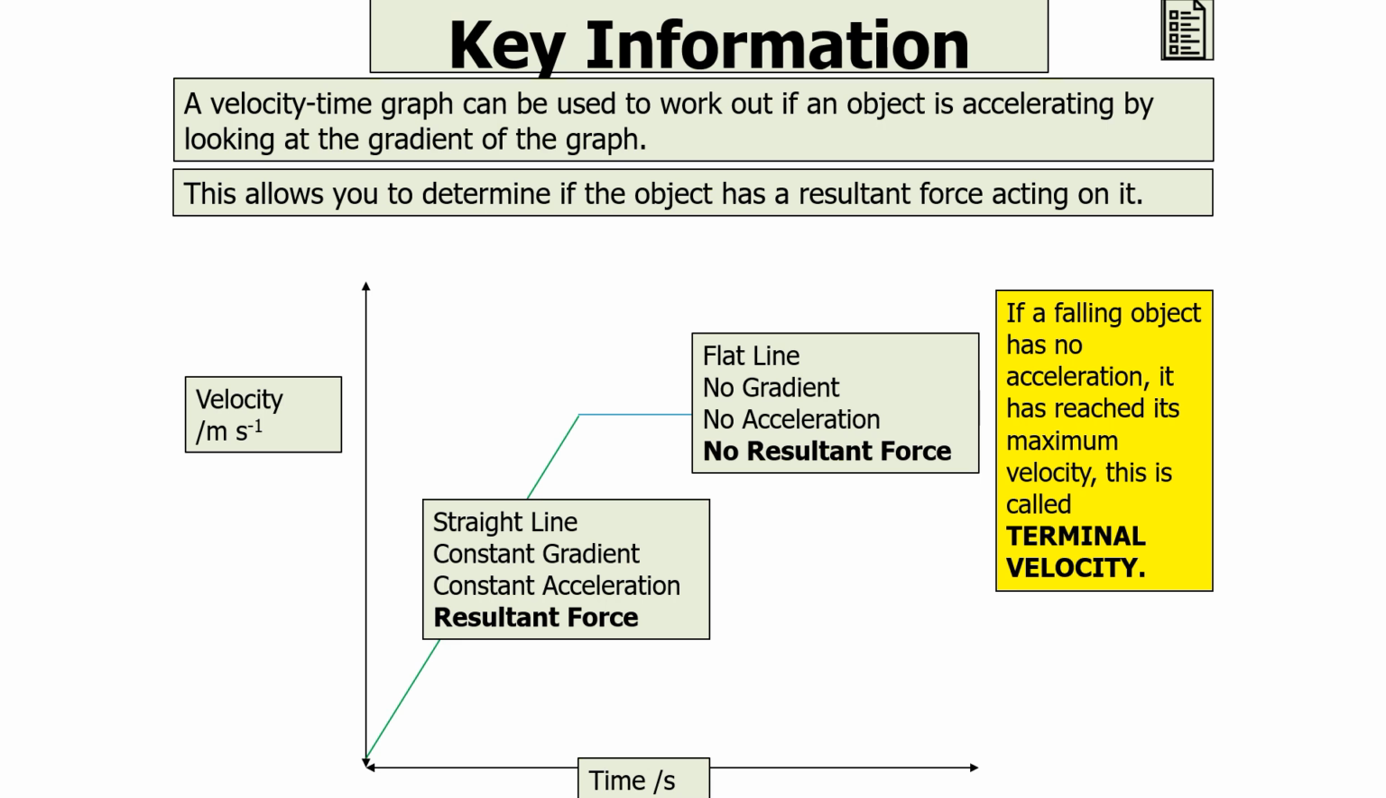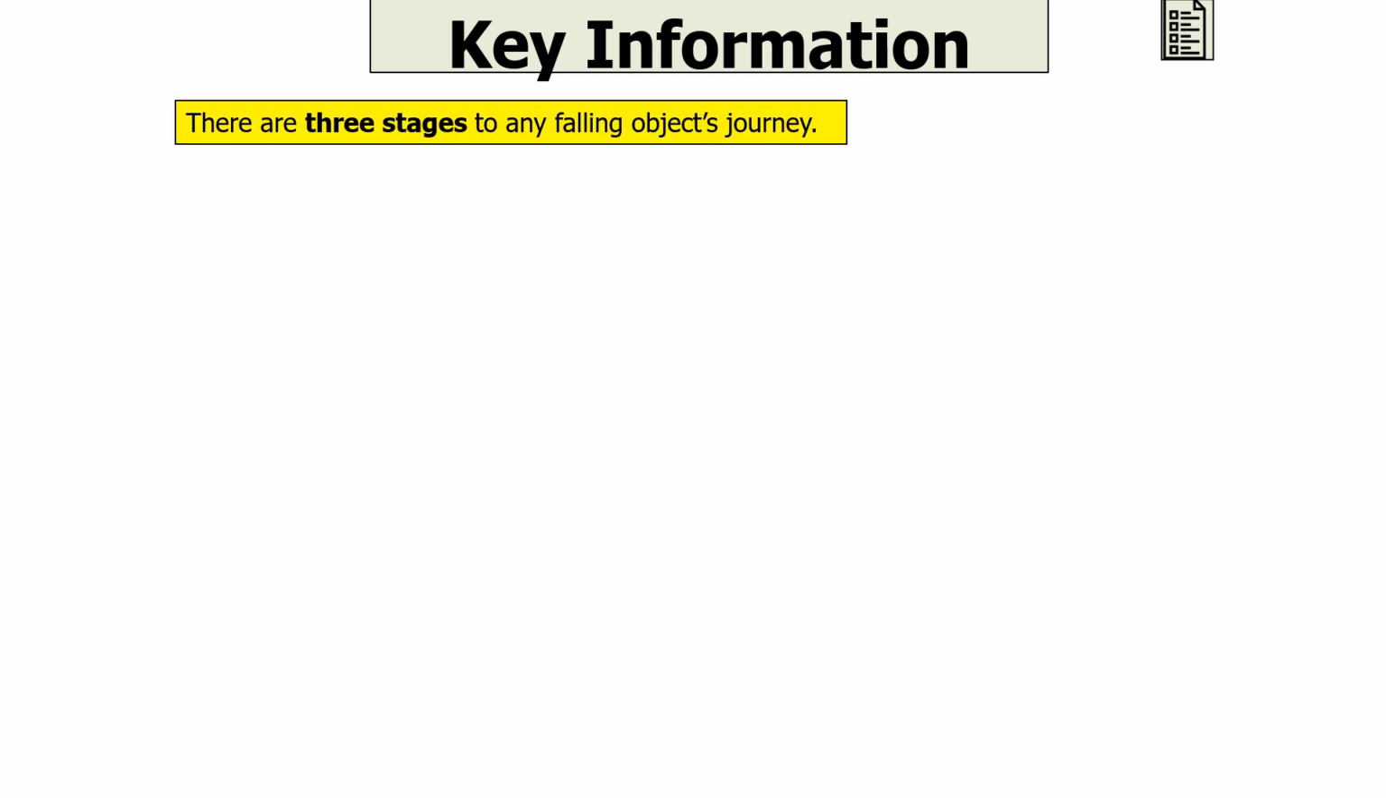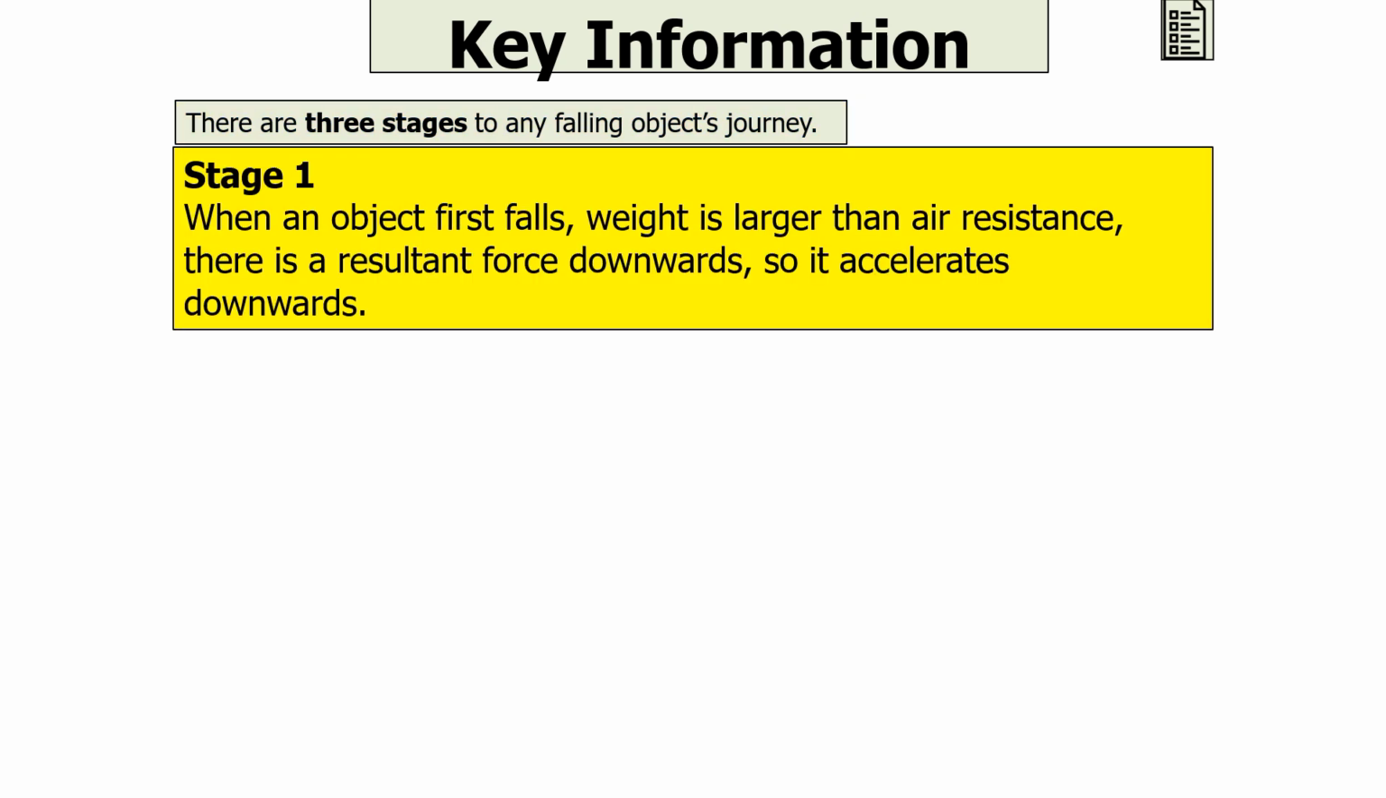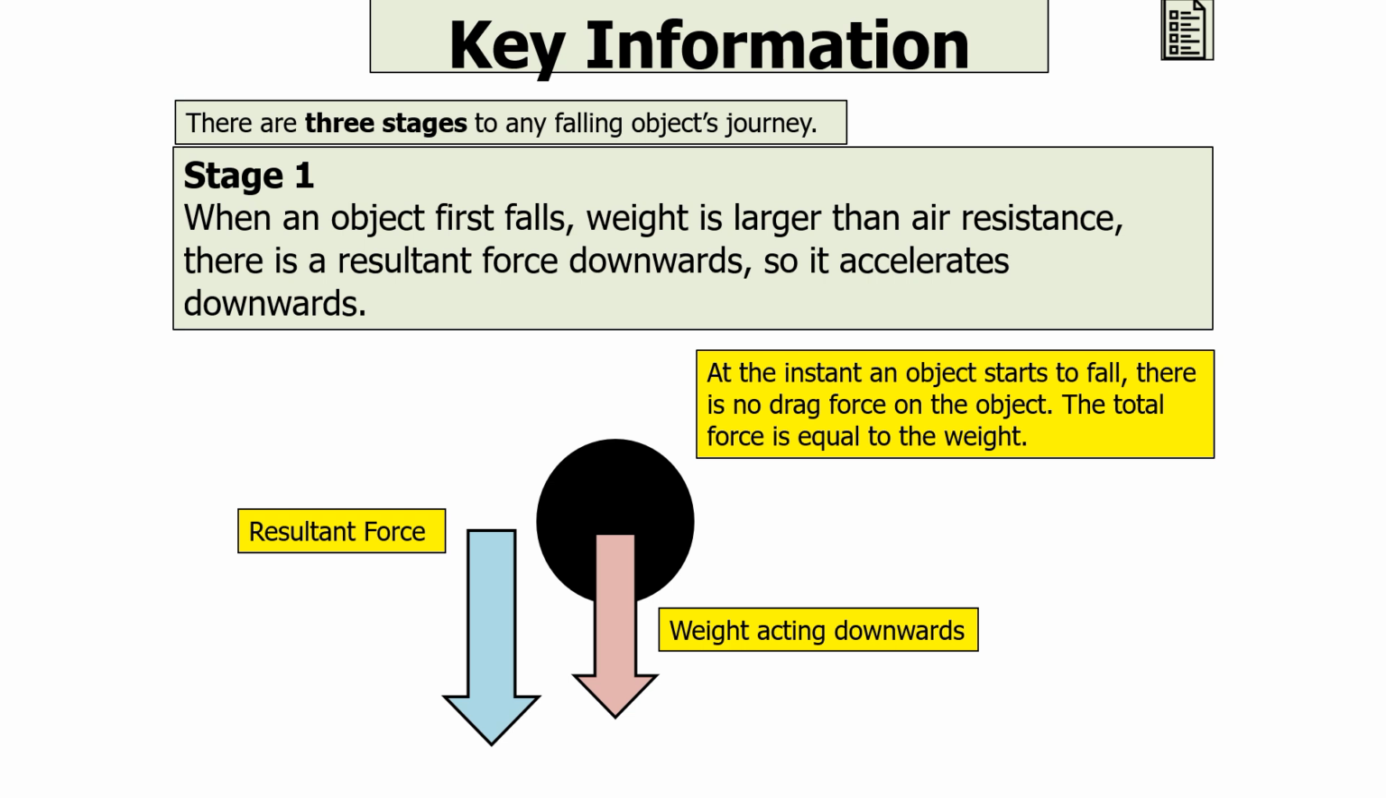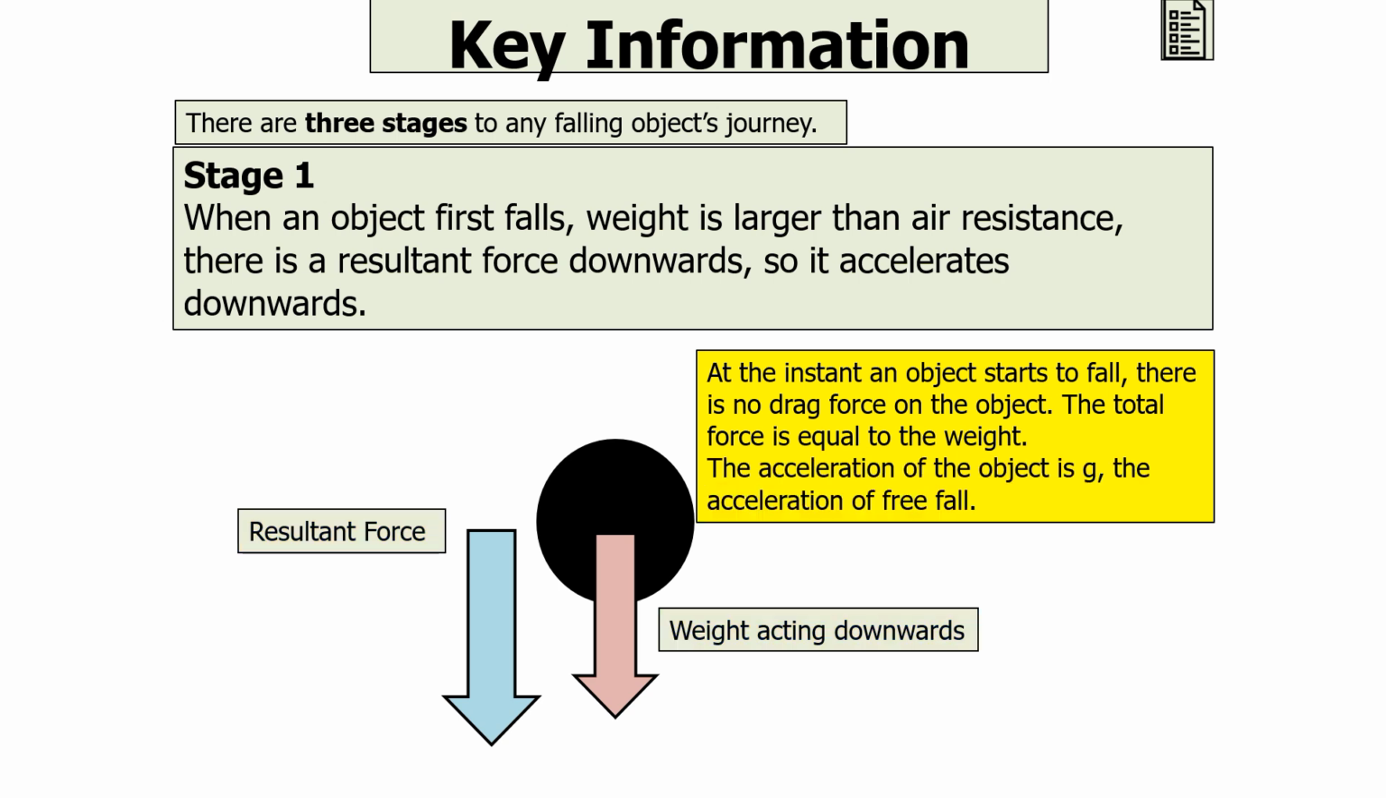So let's look at this in a bit more detail. There are 3 stages to any falling object's journey. The first stage is when an object first falls. Weight is larger than air resistance, there's a resultant force downwards, so it accelerates downwards. So at the instant an object starts to fall, there is no drag force on the object, so therefore the total force of the object is equal to the weight. So the acceleration of our object is g, the acceleration of free fall.